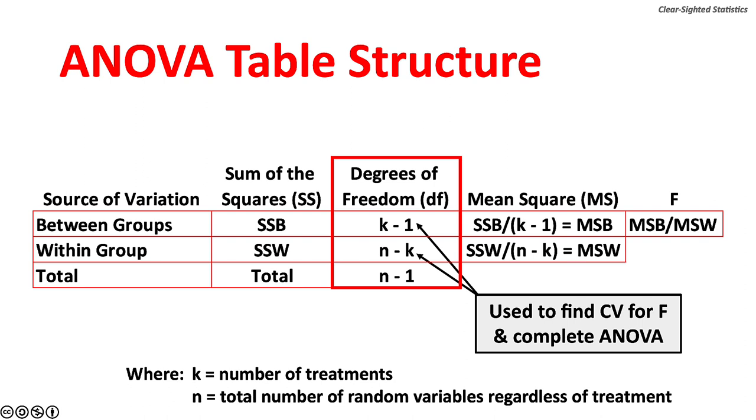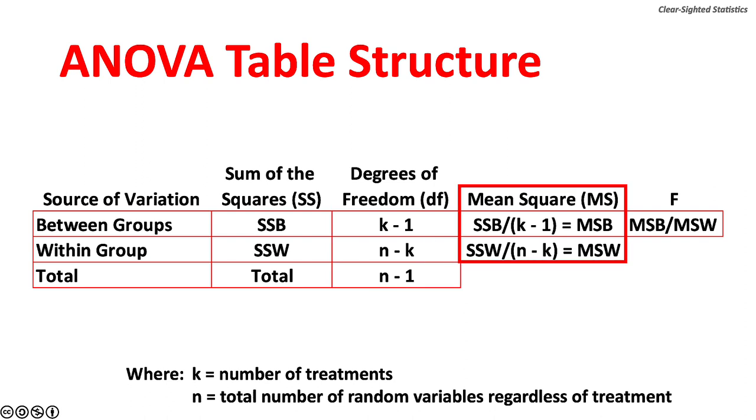The first degrees of freedom is between the groups, defined as K, or the number of treatments, minus 1. This is the degrees of freedom in the numerator. The second degrees of freedom is within groups, defined as the total number of observations regardless of the treatment, minus K. This is the degrees of freedom in the denominator. These degrees of freedom are used to calculate the critical value of F. The third degrees of freedom is degrees of freedom total, and is defined as N minus 1, the total number of observations minus 1, or the sum of the two other degrees of freedom.